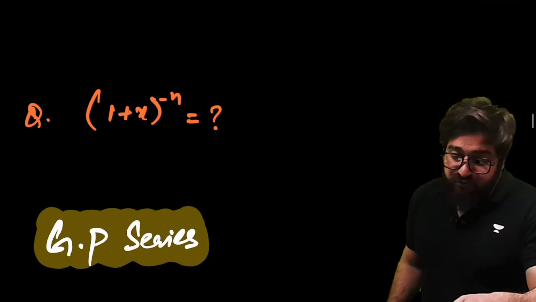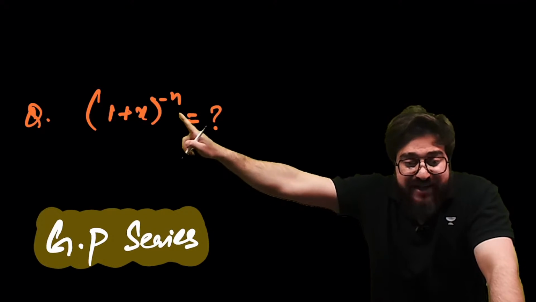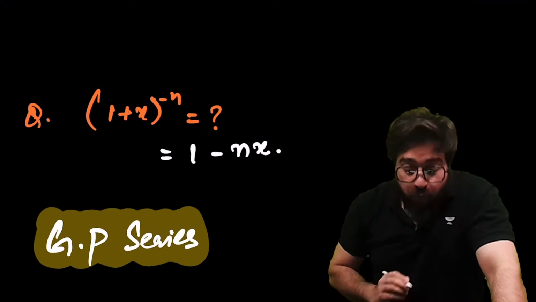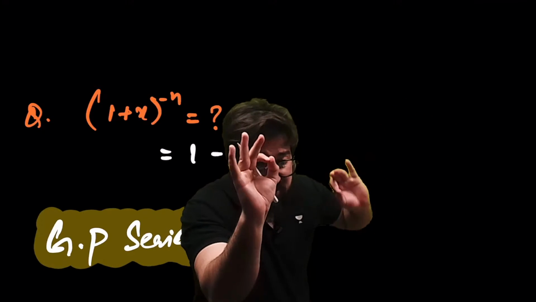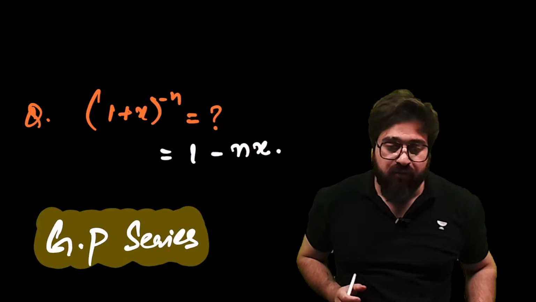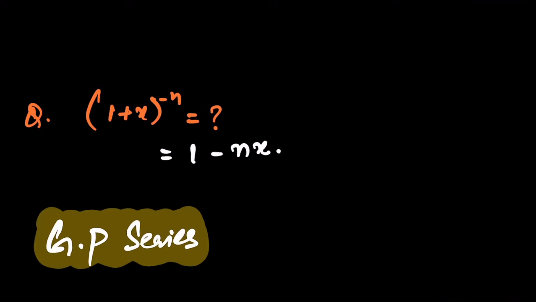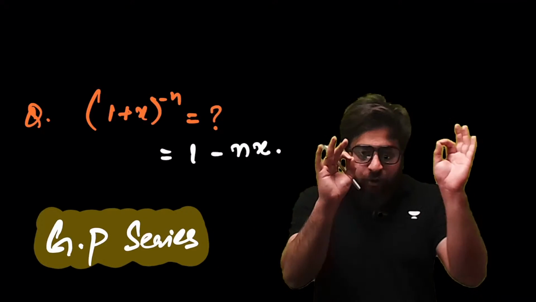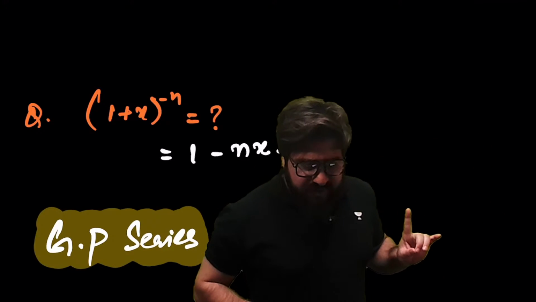Similarly, if you have 1 plus x whole raised to the power minus n, in this case you can write 1 minus nx. What is the condition? The condition is 1 is much, much greater than x. I hope this is clear, crystal clear to each and everyone.